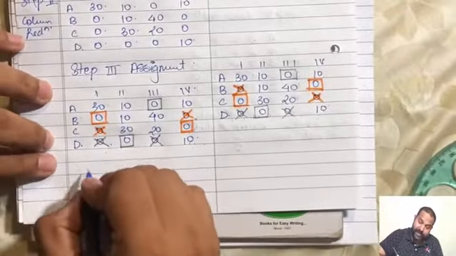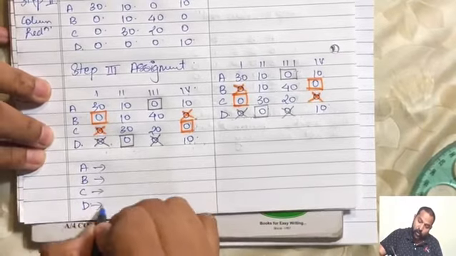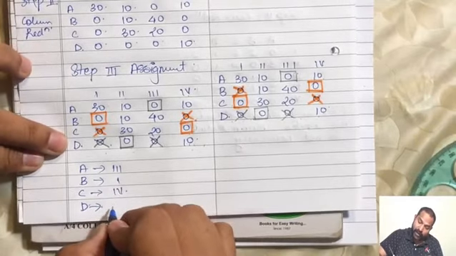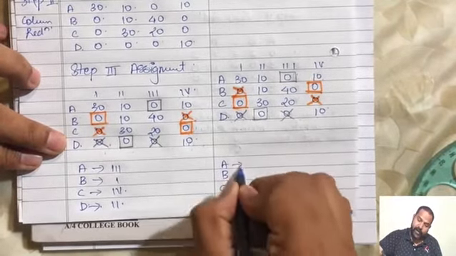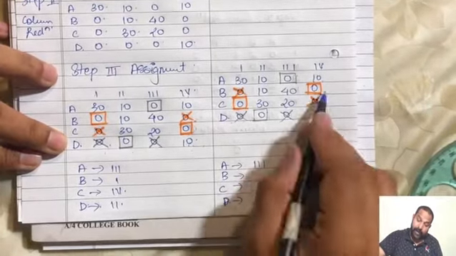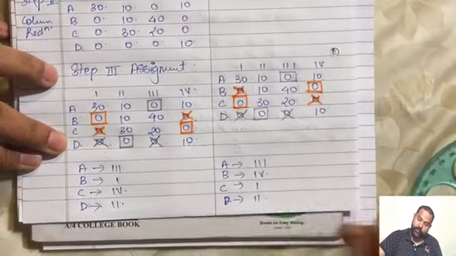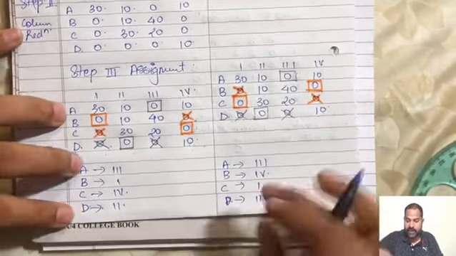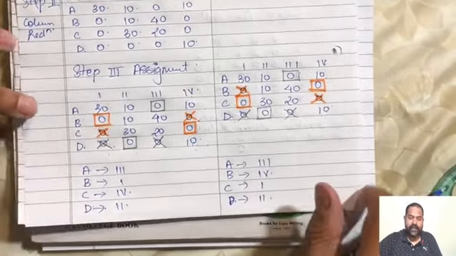My answer in this case would be A, B, C, D: A goes to 3, B goes to 1, C goes to 4, and D goes to 2. While my answer in this other case would be A is still going to 3, but B is going to 4, C is going to 1, and D is going to 2. Will my answer change? Well, evidently your answer has changed. A and D remain the same, but B and C answers are changing.